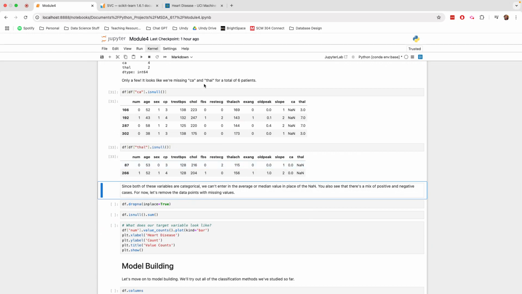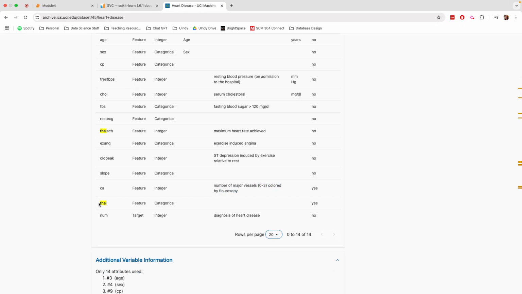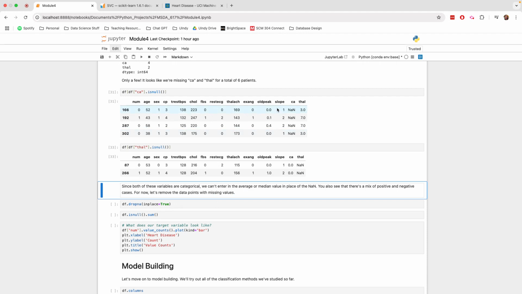If it was more than that, I would think about maybe just removing these columns and not using them. But because I have a feeling I'm going to need them later because of what I was reading over here. Major blood vessels colored by the fluoroscopy, that's really important. This one was an indicator of some sort of heart thing, not disease, but something they can see in your heart. So I'm thinking I need these columns to be filled out. I need that data. I'm going to take out those rows.